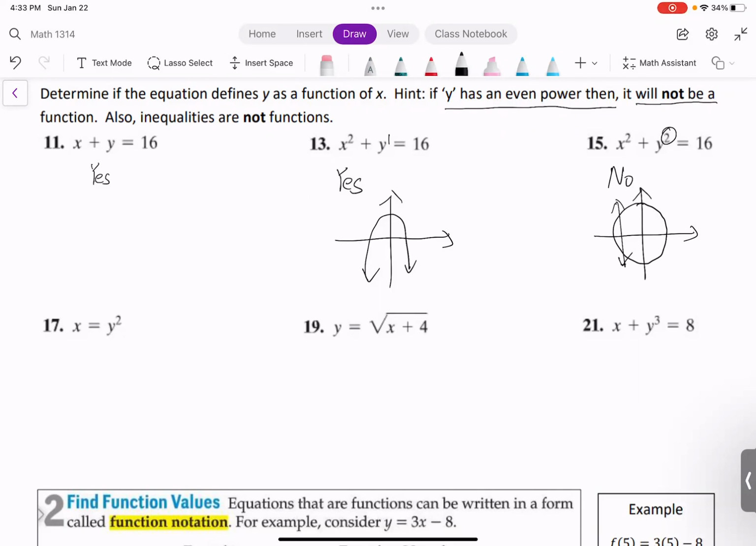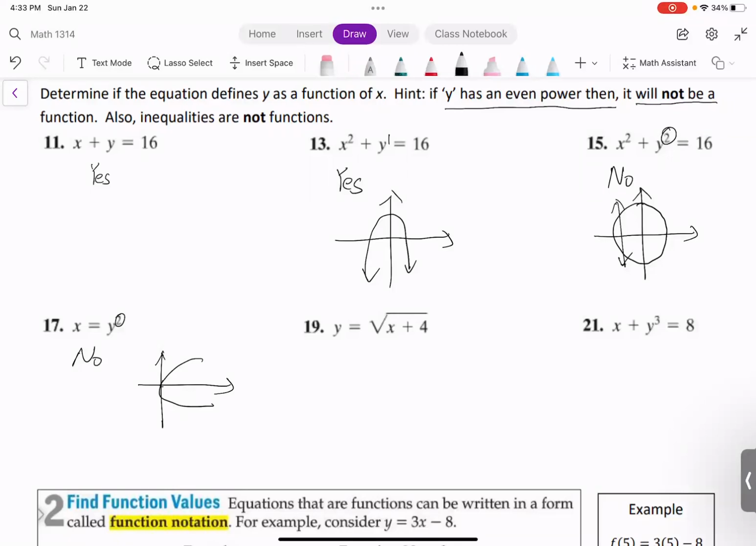Okay, next one. Is this one a function? No, because the power is even. The power for y is 2. And the graph of this function is like this. So if I draw a vertical line, we have two intercepts.